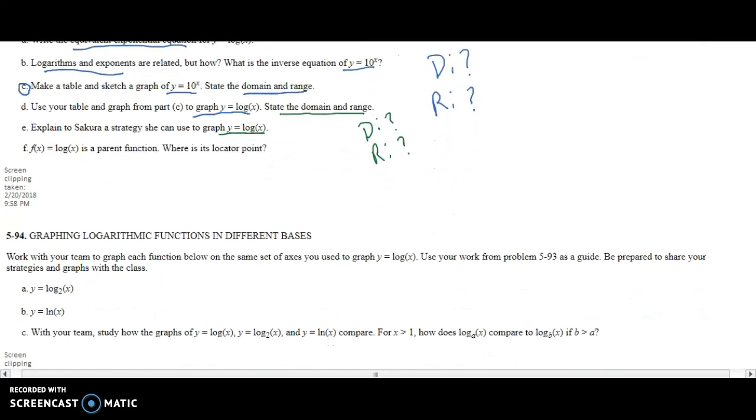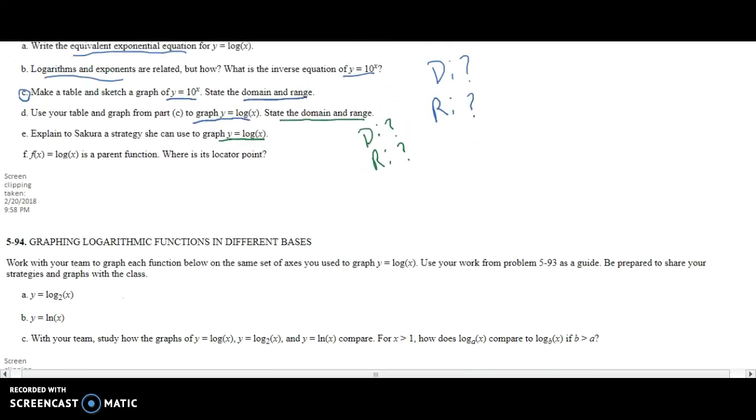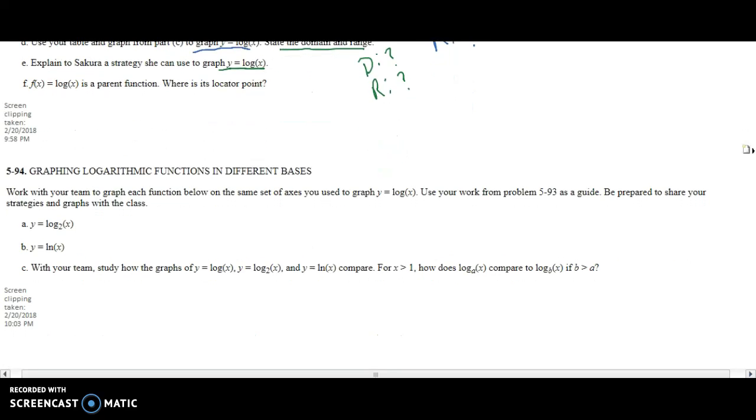I imagine F might make you think probably the hardest out of those, although C, D, and E may take a little longer because it's more work, but probably not more difficult. So 94 now wants you to just graph a couple of these equations.